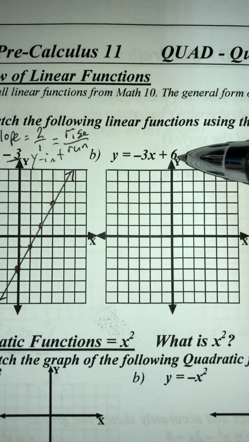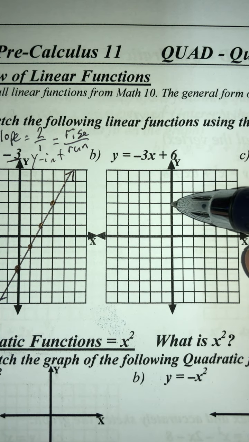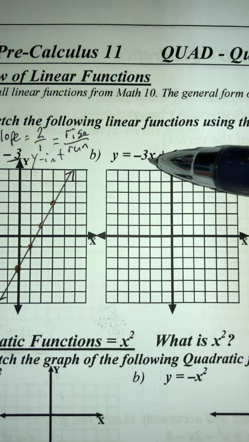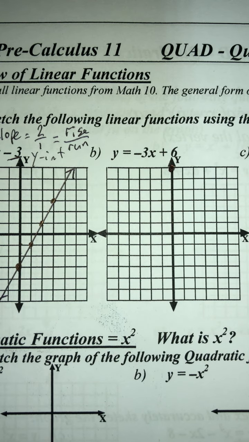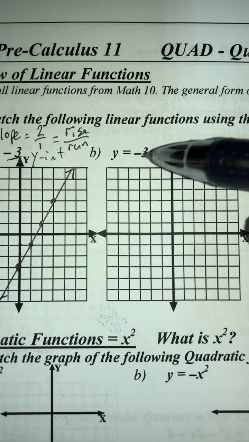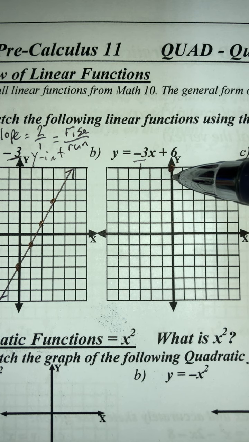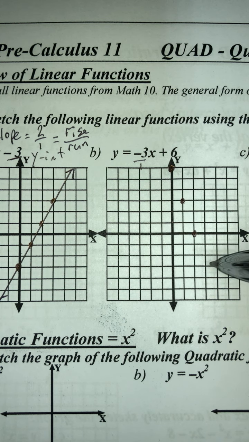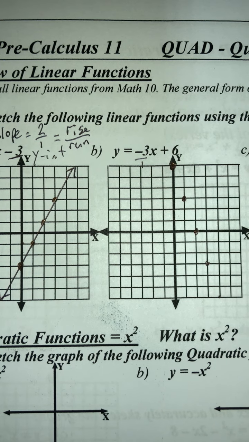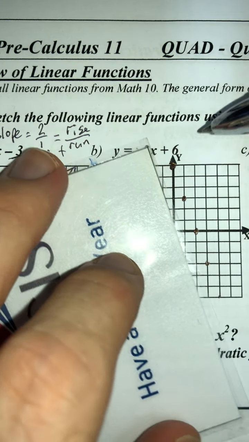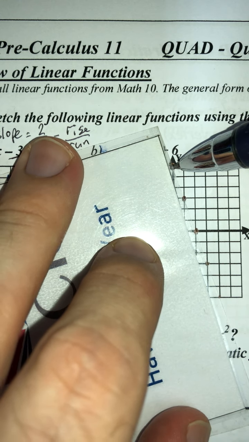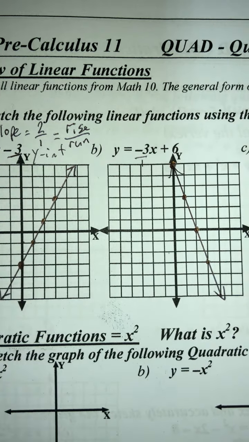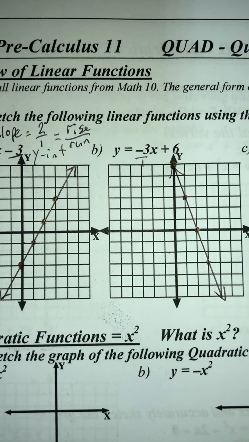So again, my y-intercept here is 6, so I go up 1, 2, 3, 4, 5, 6. It's up here. And my slope is negative 3. Negative meaning I go down. So I'm going to go down 3, right 1. So down 1, 2, 3, right 1. And so on and so forth. So there is my linear line for this. Connect the dots. Put the arrow. If you don't put the arrow, you'll lose marks. So make sure you do that.